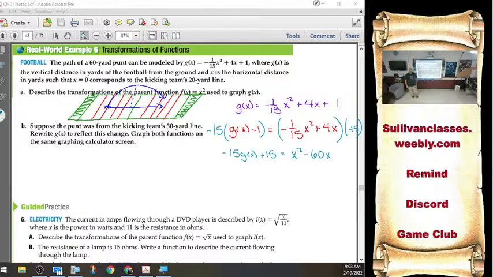Complete the square. What is the magic number that I add to both sides? Okay. Currently b is negative 60. Half of that, squared. Half of negative 60 is negative 30. That's b over 2. b over 2 squared, 30 by 30. So I add 900 to both sides.